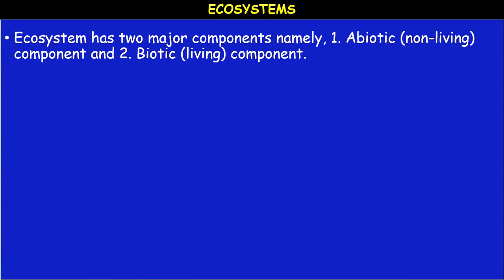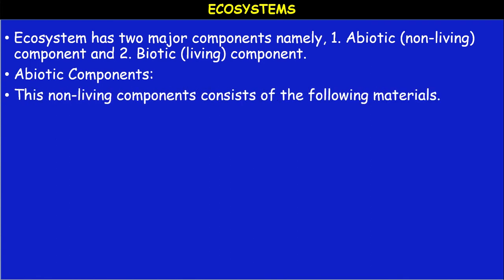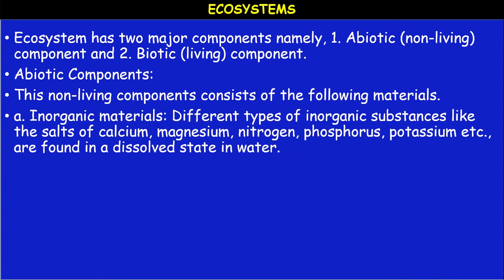The ecosystem has two major components, namely abiotic, the non-living component, and biotic, the living component. What are the two major components of ecosystem? Abiotic and biotic. First, let us discuss abiotic components. Abiotic components means non-living components of ecosystem. These non-living components consist of different materials. What are they? Let us see.